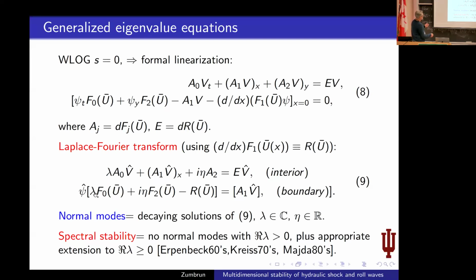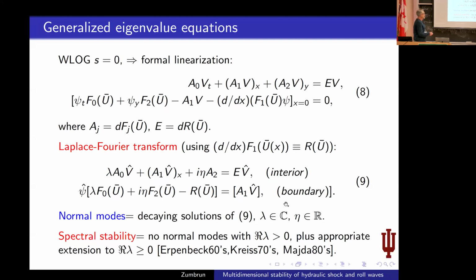So lambda is d by dt. I eta is d by dy of psi. And then R just goes in there without a derivative. And then what's left is this jump in A times V hat. So V hat is basically the Laplace Fourier transform of V, capital V being now all the vectors: capital V is little h, little u, little v.